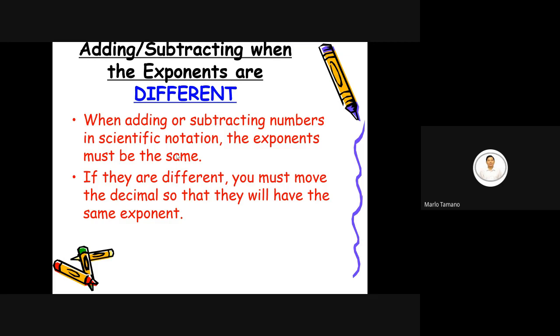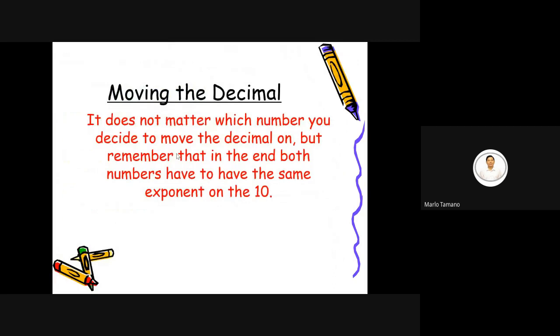Paano ito, sir? So sabi niya, if they are different exponents, you must move the decimal point so that they will have the same exponent. So let's see how. Moving the decimal, it does not matter which number you decide to move the decimal on. But remember that in the end, both numbers have to have the same exponent on the 10. So kahit ano daw doon, no? Kahit anong exponent daw ang ating gagalawin. Mamili lang kayo dun sa gusto nyo.